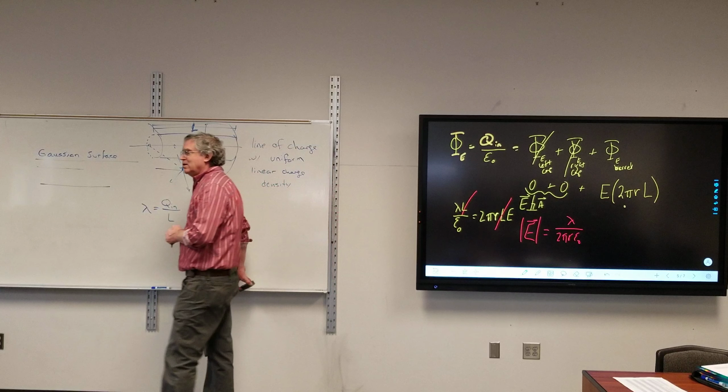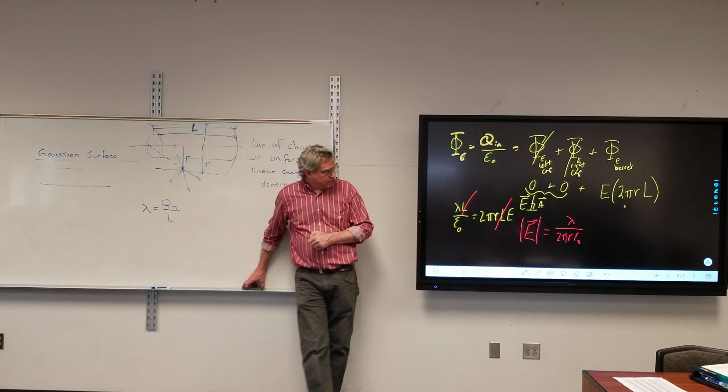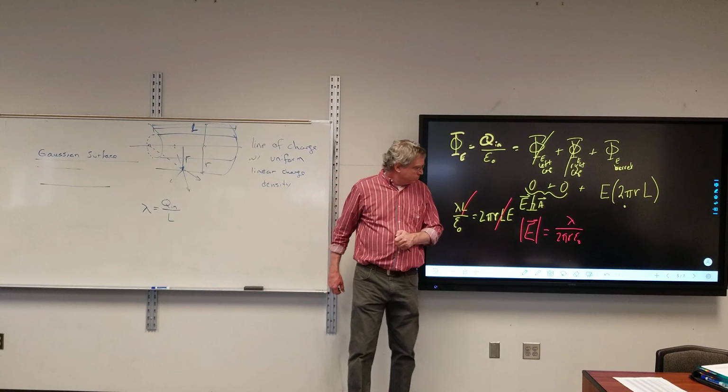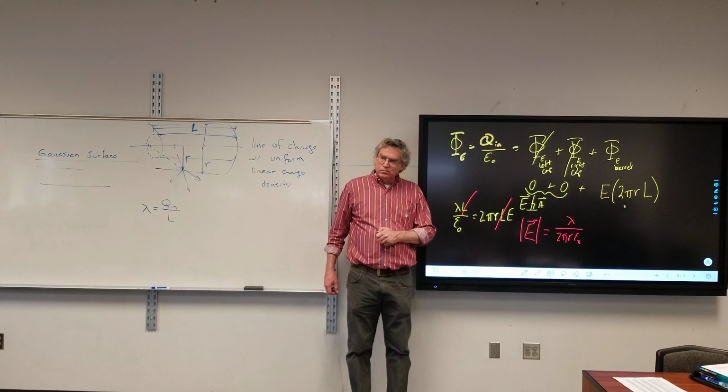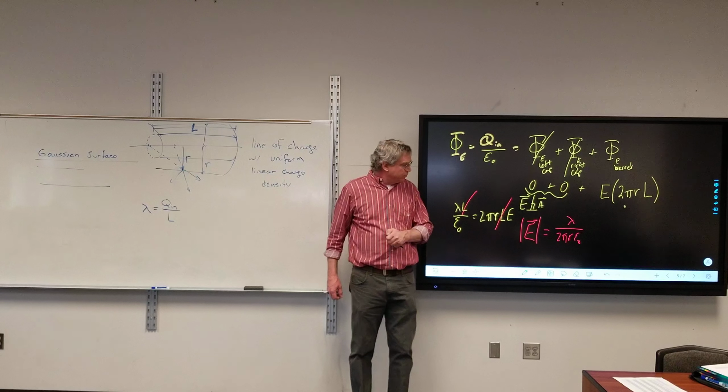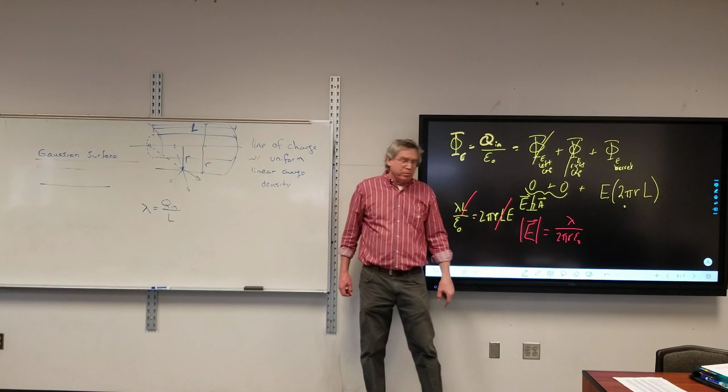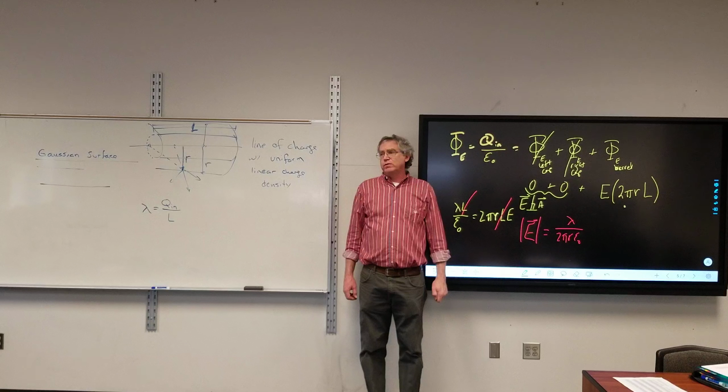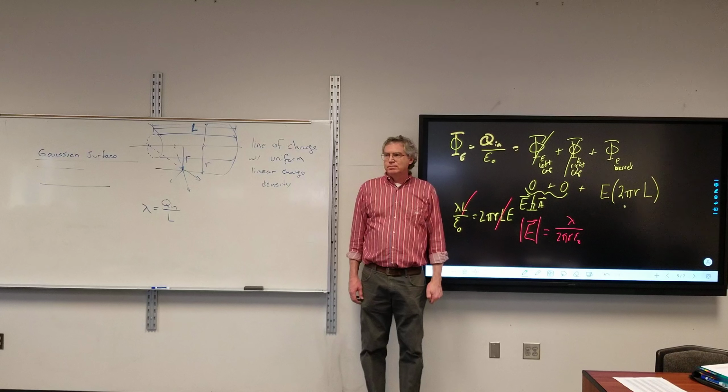So that number, the electric field, is at any point on the whole cylinder. If I'm a distance r away from the line, that will be the strength of the electric field. As r gets smaller, the magnitude gets bigger, which makes sense.